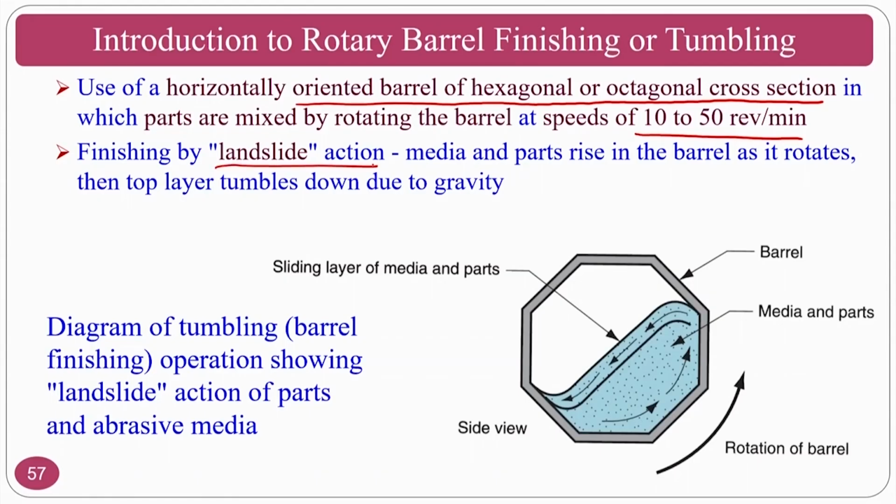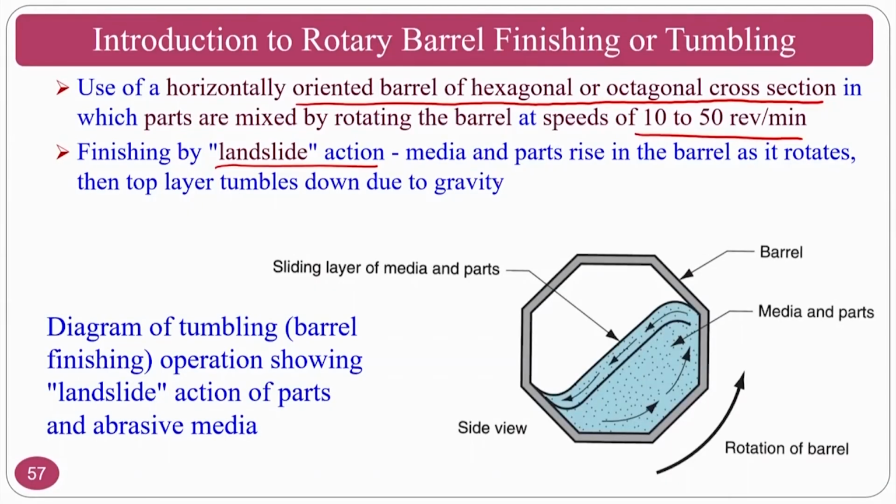In the previous one, the vibratory bowl feeder was there and it was rotated like this. In this one you will have a landsliding action: media and parts are raised in the barrel as it rotates, and the top layer tumbles down due to gravity. Normally you can see the landsliding type here. So this type of thing is moving, and once it reaches here in the barrel, it moves. This looks like a landslide.